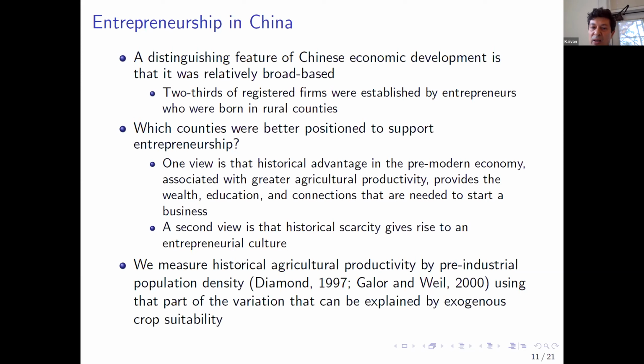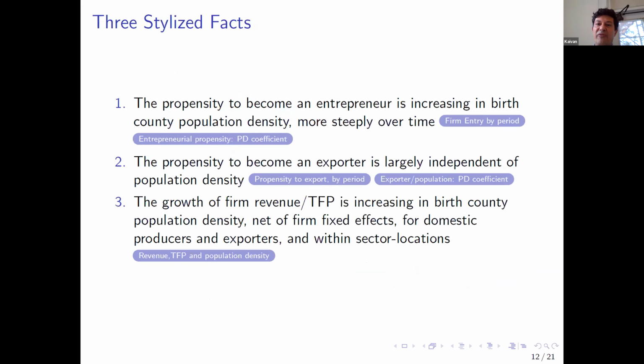And here we're going to use only that part of the variation in population density that can be explained by exogenous crop suitability obtained from the FAO database. Okay, so what do we find? The first thing we find is that the propensity to become an entrepreneur is increasing in birth county population density, more steeply over time.